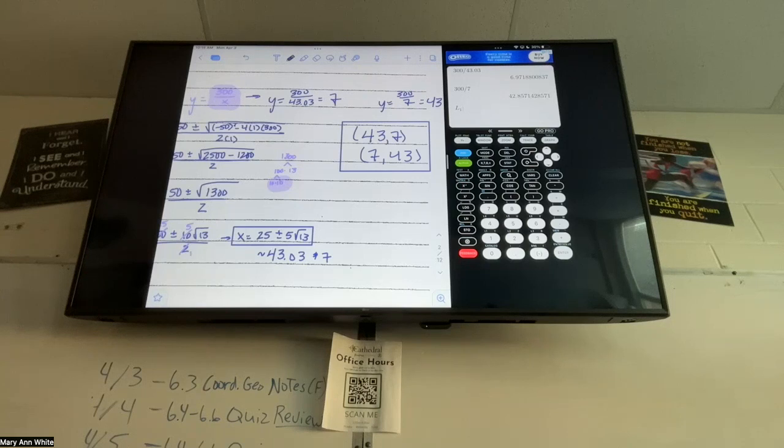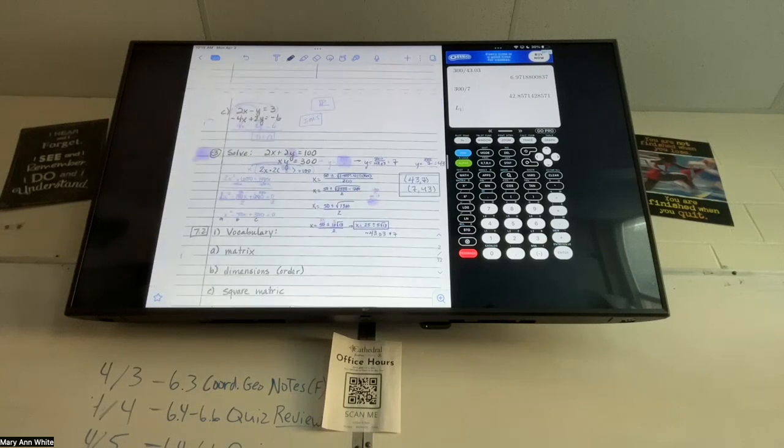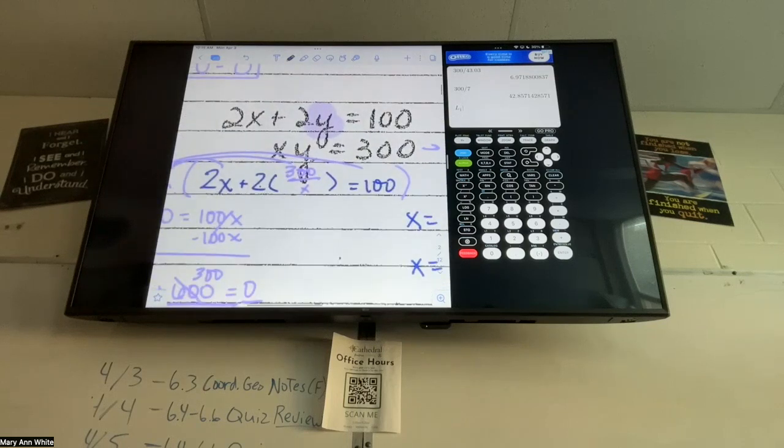The only reason I would do this by hand is if I was asked to do this by hand, if this was on a no calculator section. However, this could be on a calculator section. So let's go back. All of that algebra we did, we can ignore, and we could literally just plug this into my calculator. If I go to my y equals, I'm going to plug 2x plus 2 times 300 divided by x in for my y1. And then I'm going to plug 100 in for my y2.